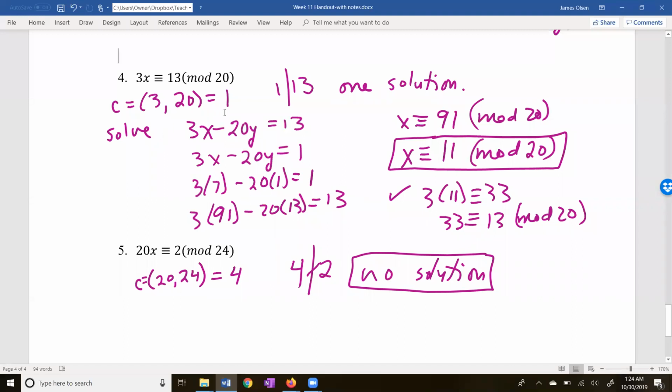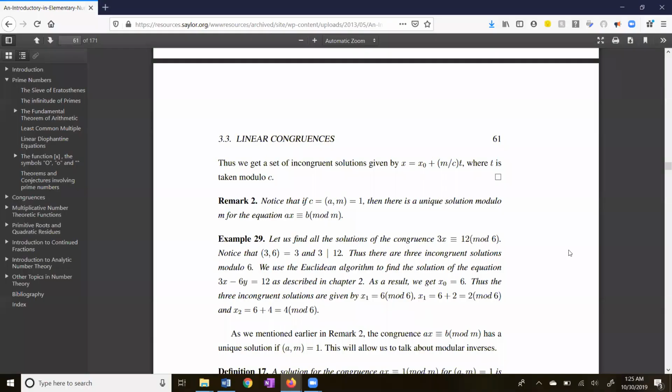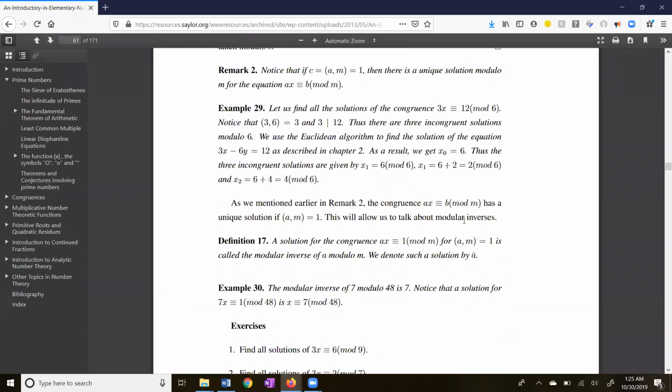This second example, where the greatest common divisor was 1, is a special case. This is the case where the number 3 is in the reduced residue system mod 20 because it's relatively prime. And this is remark 2 on page 61. If we have a relatively prime situation, then there is going to be a unique solution. Furthermore, if B is 1, then we are going to have a unique solution if A and M are relatively prime, in other words, with the greatest common divisor of 1.